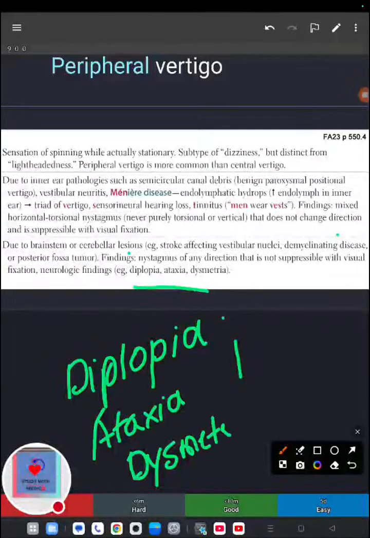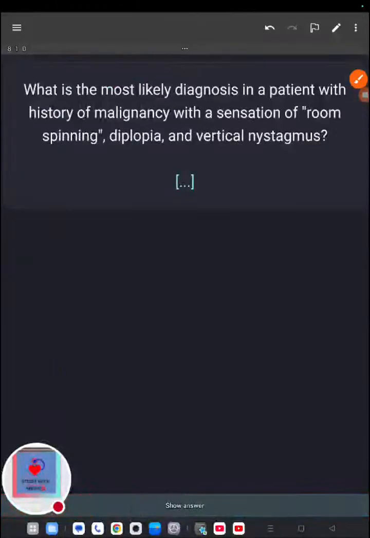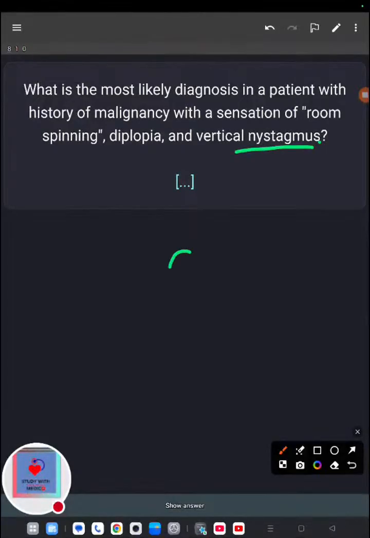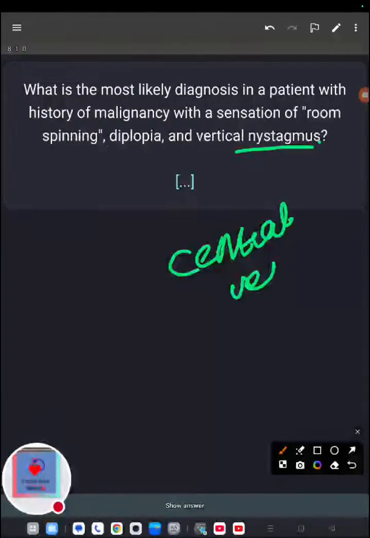Dysmetria. Okay, good. So with dysmetria, we will not be able to judge the distance. Most likely in a patient with a history of malignancy with the sensation of the room spinning, diplopia, and vertical nystagmus. So this is central vertigo. What is the cause here? Malignancy, demyelinating disease.